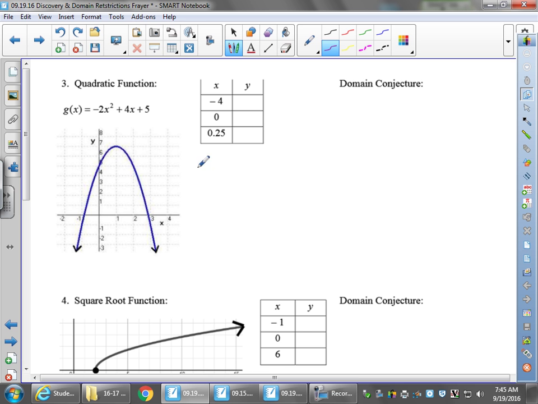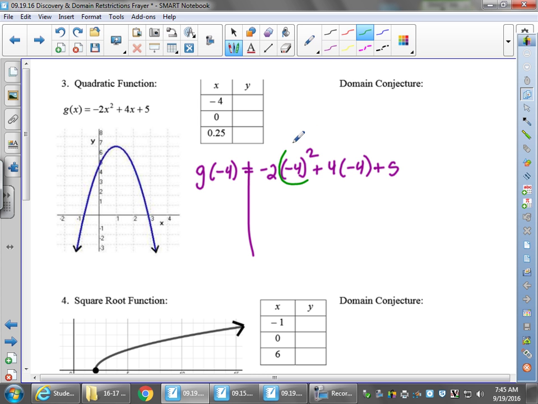Let's try it together. So g of negative 4 equals negative 2 times negative 4 squared plus 4 times negative 4 plus 5. We all agree on that? Okay. We have to remember order of operations. I think this is what might be causing some of us to get different answers. Can I do negative 2 times negative 4? Why not? Yes, we have to take care of this exponent first. This has to get squared away first. Up here, Michael. So what is negative 4 all squared? 16.